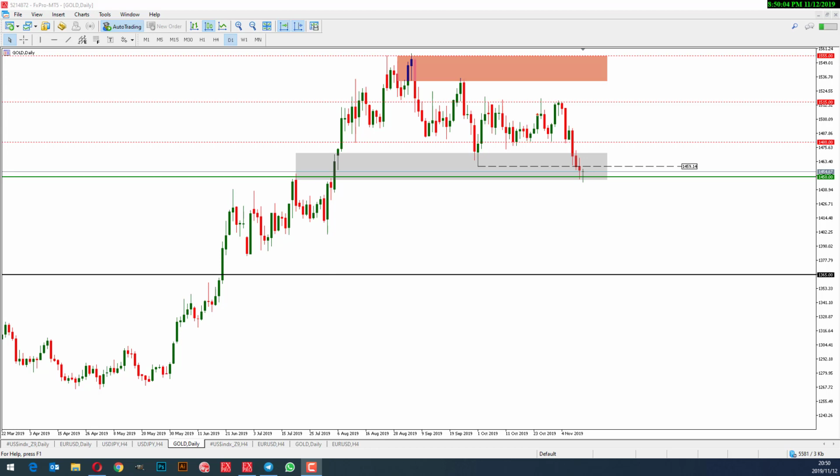If we have a daily close above 1459, then we can see gold retracing back to 1480. If price closes above this low, then there's much greater potential that gold will rally to 1480 or even all the way to 1415.